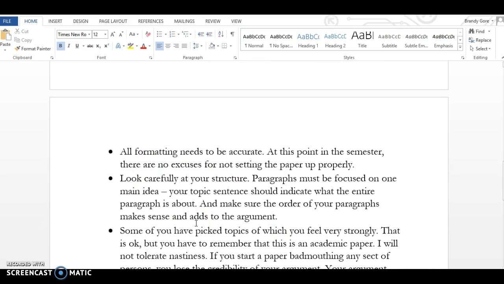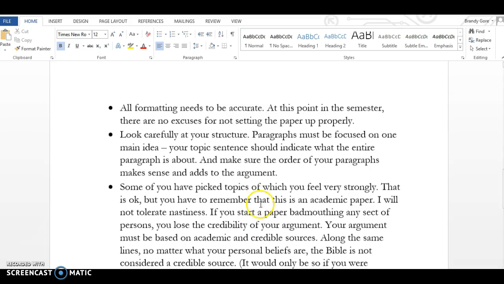Formatting issues are still a problem. I mean, most of you have it, but then some of you just don't. All formatting needs to be accurate. At this point in the semester, there are no excuses for not setting the paper up properly. It chaps my hide, to say the least. And do not use any templates of any kind. You should start with a blank Word document. You don't need a template.